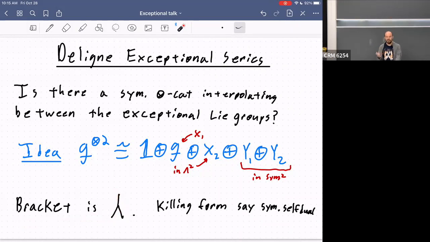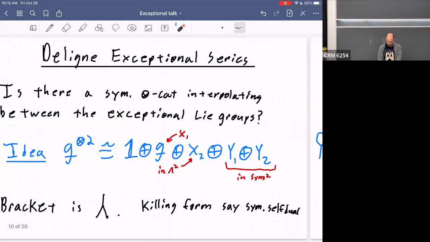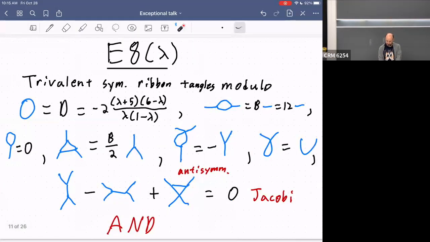So I can talk about a trivalent vertex, which may be familiar if some of you went to Emily's talks last week. And the existence of the Killing form says that G is symmetrically self-dual, so I can use unoriented diagrams. And so I'm going to try to define something which I'm going to call E8 lambda. This is the exceptional series, and lambda is the parameter.